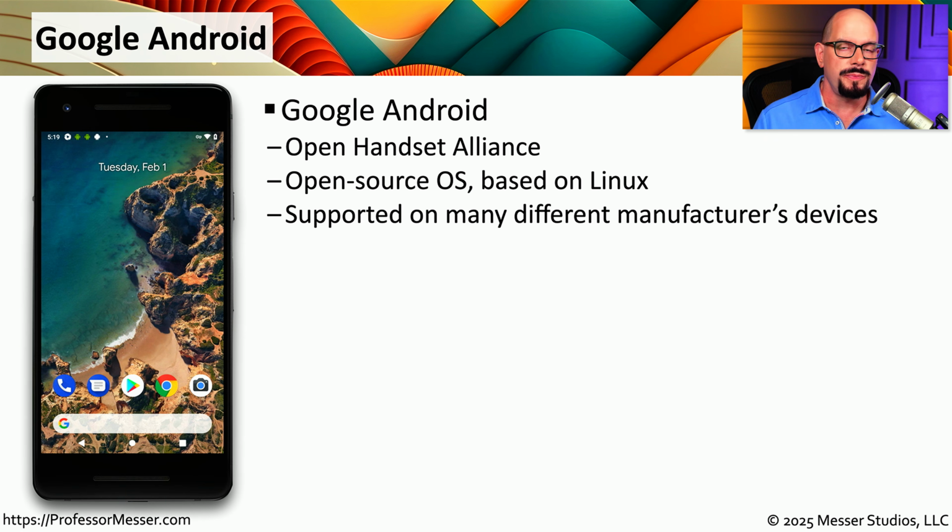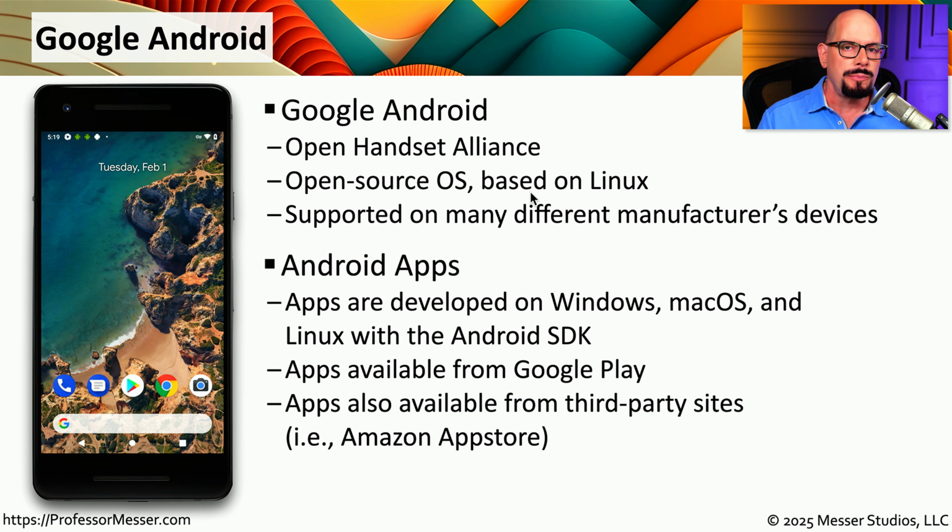Of course, the other large manufacturer of software for mobile devices is Google through the use of Google Android. Google Android is maintained by a consortium of companies known as the Open Handset Alliance, and Android itself is an open source operating system that's based on Linux. Unlike iOS or iPadOS, which only runs on Apple hardware, Google Android is supported by many different manufacturers, and there are many different types of hardware available that can use Google Android. You can develop apps for Google Android using Windows, macOS, and Linux using Android Software Developers Kit. You can also make those apps available from the Google Play Store and a number of third-party sites as well.